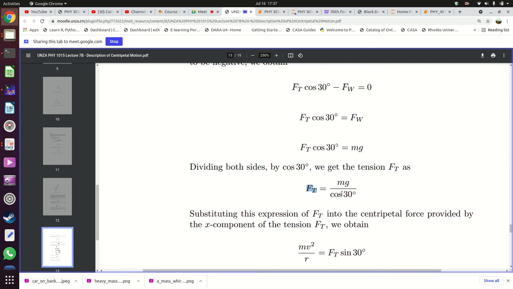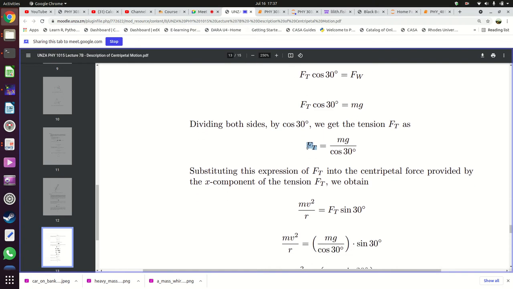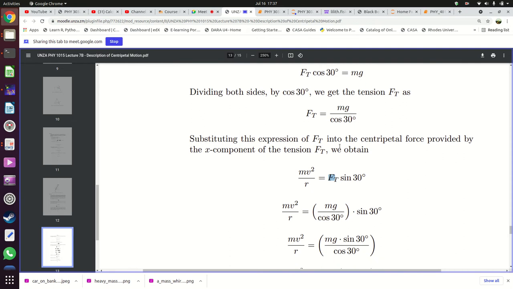So now we can substitute this tension, mg over cos theta, here, where we don't know the mass, the velocity, or the tension. But you have found the tension in terms of one of these physical quantities, so we can get rid of the tension for the time being, because clearly we don't really need to know what the tension is. If you want to find it out, you can do so after you have found the other stuff. So you're going to have the mass multiplied by the velocity squared divided by r equals the tension times sine 30 degrees.